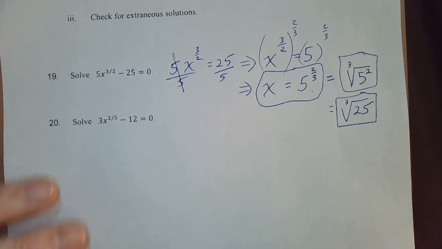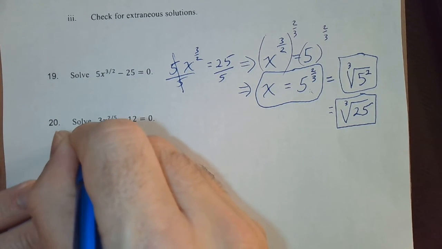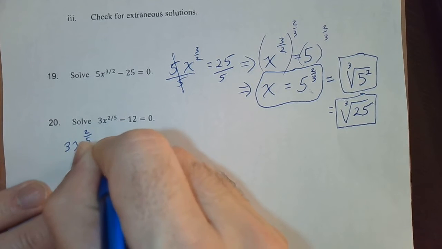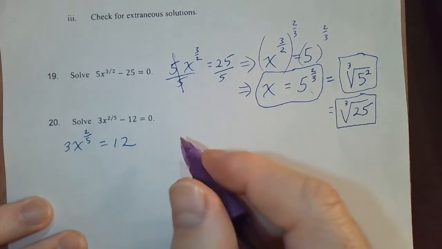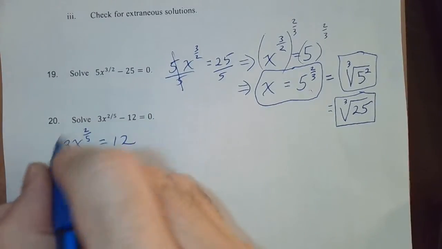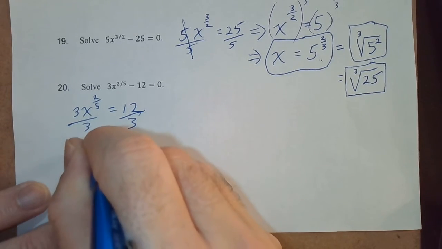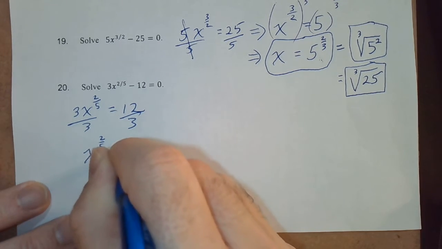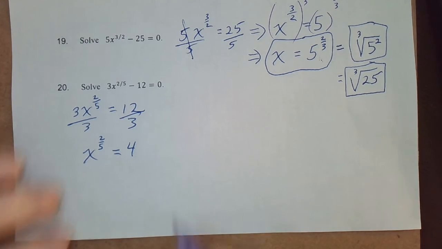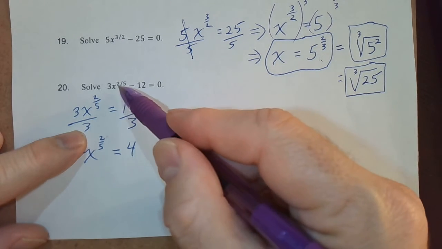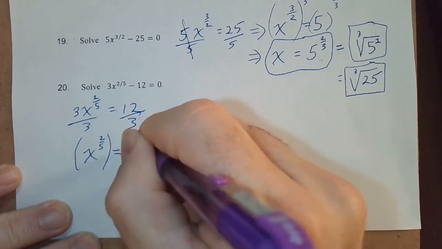All right, our last example. We're going to do similarly. We're going to say 3x to the 2 over 5 is equal to 12. All I did was add 12 to both sides to isolate this term. And then I'm going to divide both sides by 3. I will get x to the 2 over 5 equals 12 over 3, which is 4. Now, since the numerator of the original term is even, I need to remember I've got to do a plus or minus on the right-hand side.